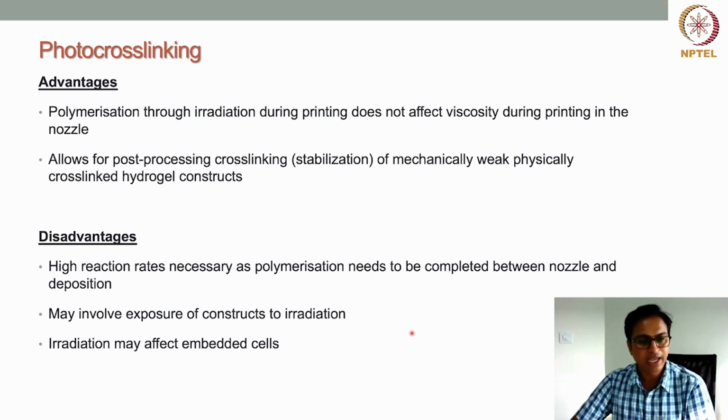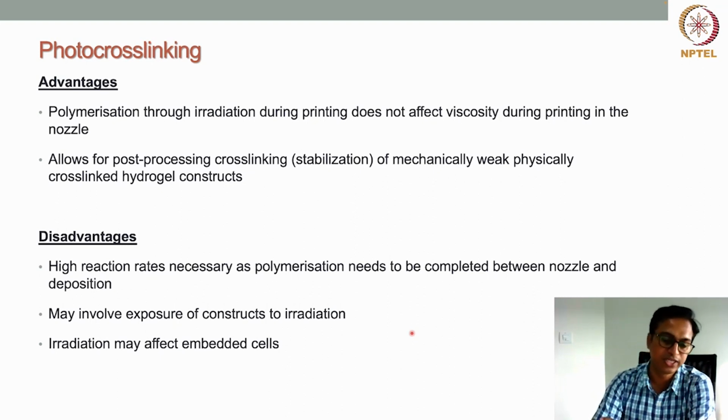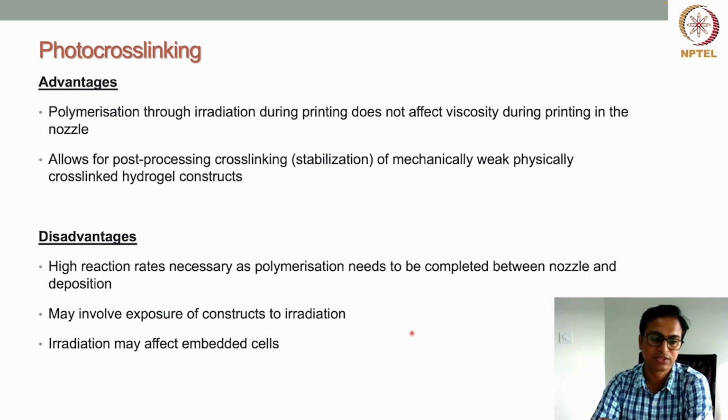Again, irradiation may affect the embedded cells. The embedded cells within the structure can also get exposed to the UV radiation, and because of this UV radiation, the cells can get damaged. Right? So we need to take care of these things. But these are the advantages and disadvantages of photo cross-linking.